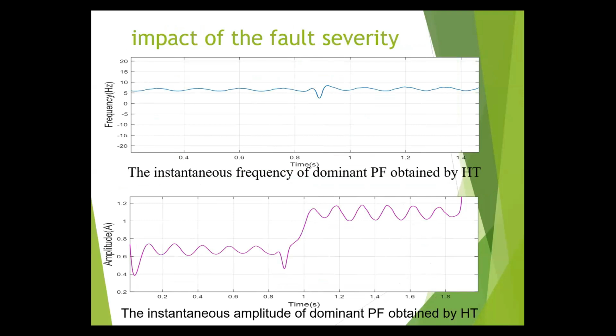This figure presents the instantaneous frequency and the instantaneous amplitude of the most dominant product function obtained by the Hilbert transform. We can confirm that only the magnitude varies according to the fault severity.